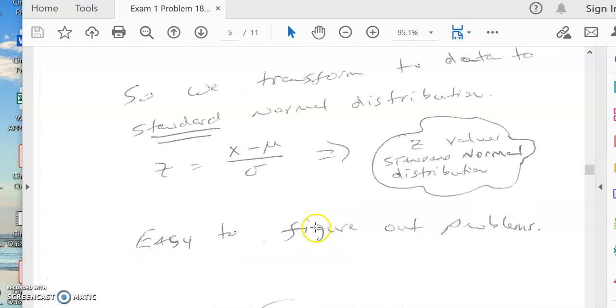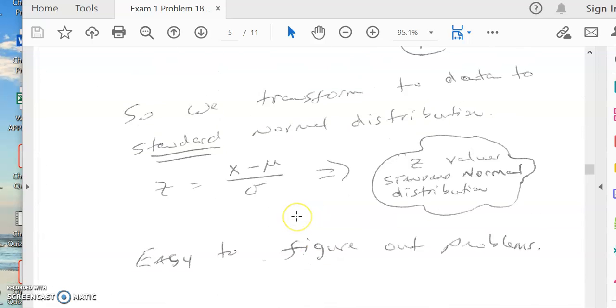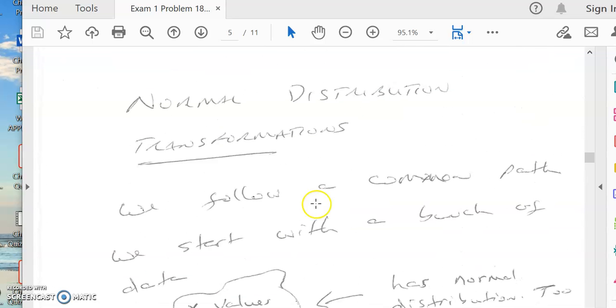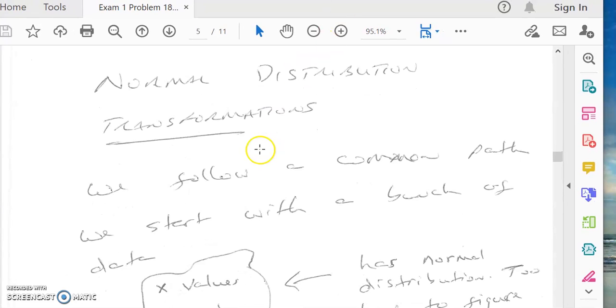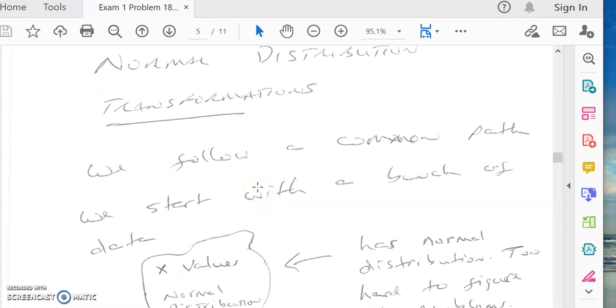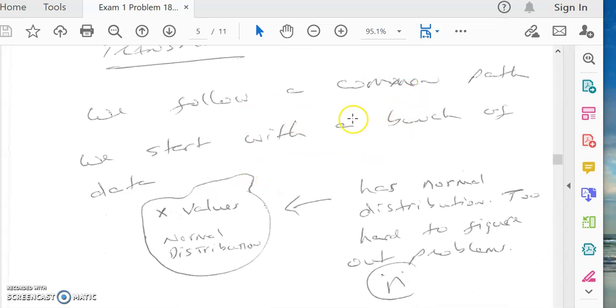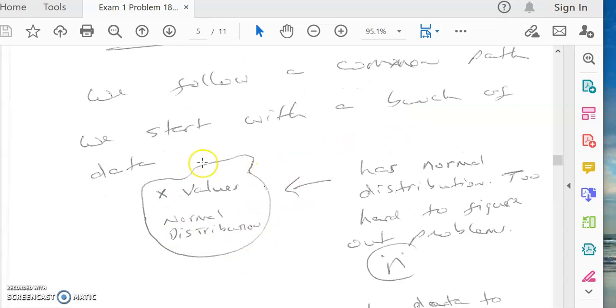That's going to be coming up here in just one second, the normal approximation. But before we do that, I think it's worth a moment or two just to help you understand what's going on here. This is a very typical situation. We're going to follow this common path on these kinds of problems whenever we're dealing with a normal distribution. We start with a bunch of data, which we call the x values, and we're either told or we just assume that it has a normal distribution.